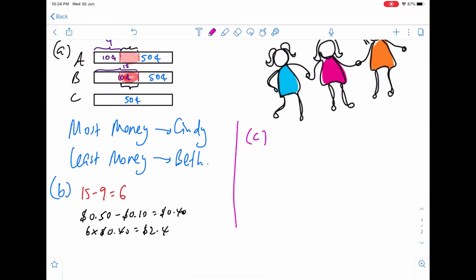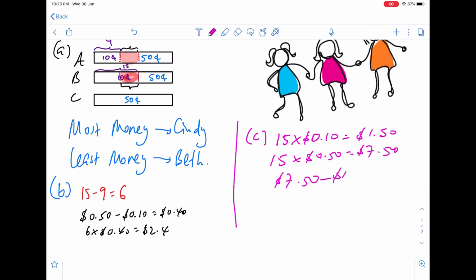Part C. 15 of the 10-cent coins and 15 of the 50-cent coins. That difference will only be $6. If you are just comparing these 15 coins with this bottom 15 coins here, the difference would have only been $6.